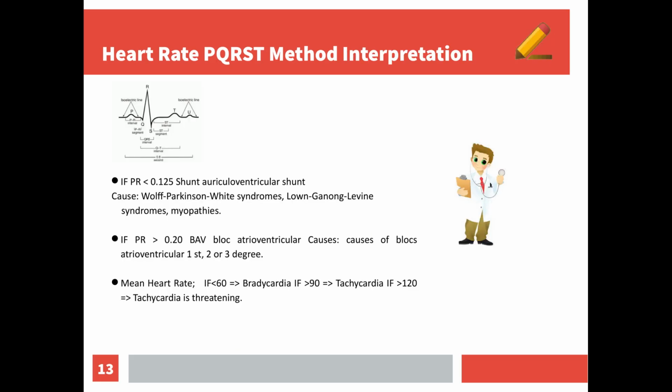A PR interval less than 0.125 seconds suggests an atrioventricular shunt, often due to Wolff-Parkinson-White or Lown-Ganong-Levine syndromes. A PR interval over 0.2 seconds indicates atrioventricular block, potentially first, second, or third degree. Mean heart rate below 60 signals bradycardia, while above 90 indicates tachycardia, with over 120 being threatening.